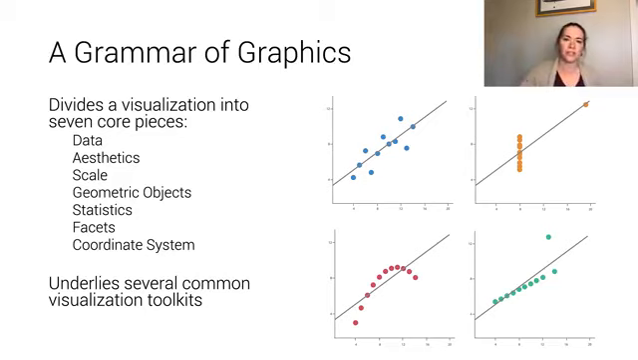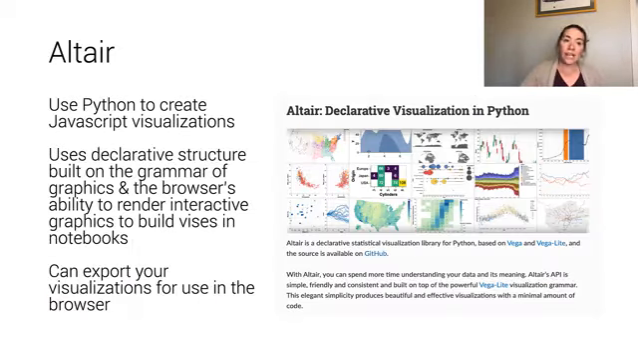And the reason that we focused on the grammar of graphics is that it underlies several common visualization toolkits, including Altair. So Altair is a Python library that's used to create JavaScript visualizations. It's essentially a wrapper around a library called Vega Lite. So if you've ever used Vega Lite before, much of what we're going to talk about through the course of this lesson might feel quite familiar. And Altair uses a declarative structure that's built on the grammar of graphics. Essentially what we can do is explicitly bind different attributes of our data set to different elements of our visualization using the grammar of graphics as a framework for specifying those bindings.